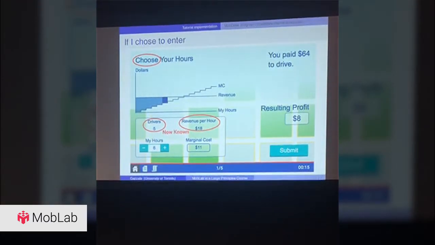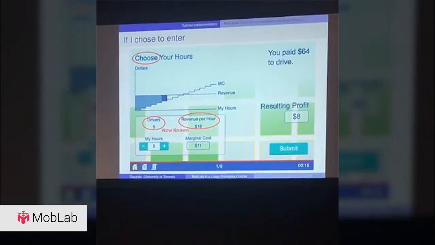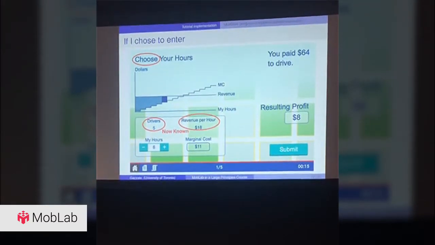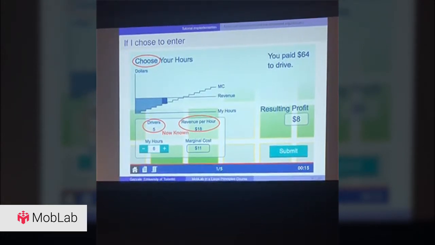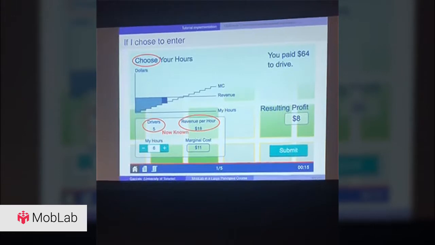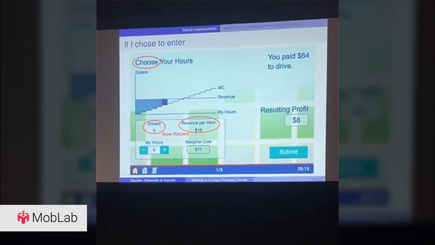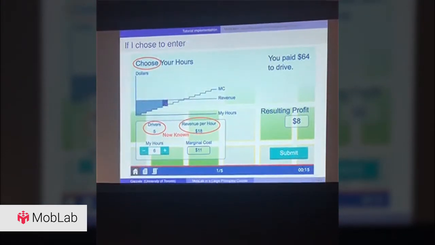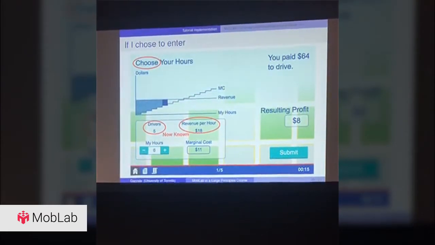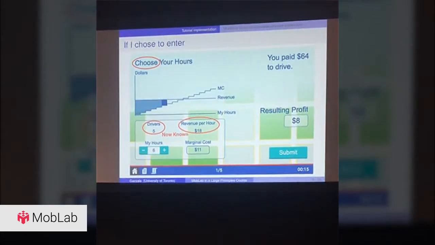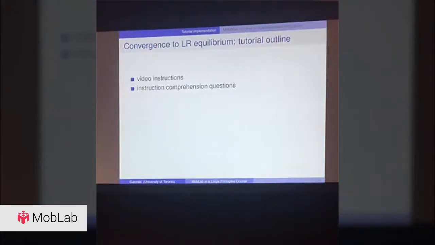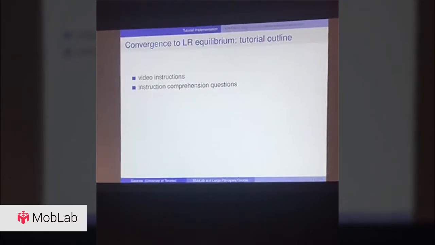This is one of the MobLab screens. In this case, this is a driver who had entered. There are 5 drivers who have entered. The revenue per hour is here. The student who has entered then gets to choose the number of hours, and as they change the number of hours, the marginal benefit goes up, and this is a nice graphical representation of do something as long as marginal benefit is at least as large as marginal cost.